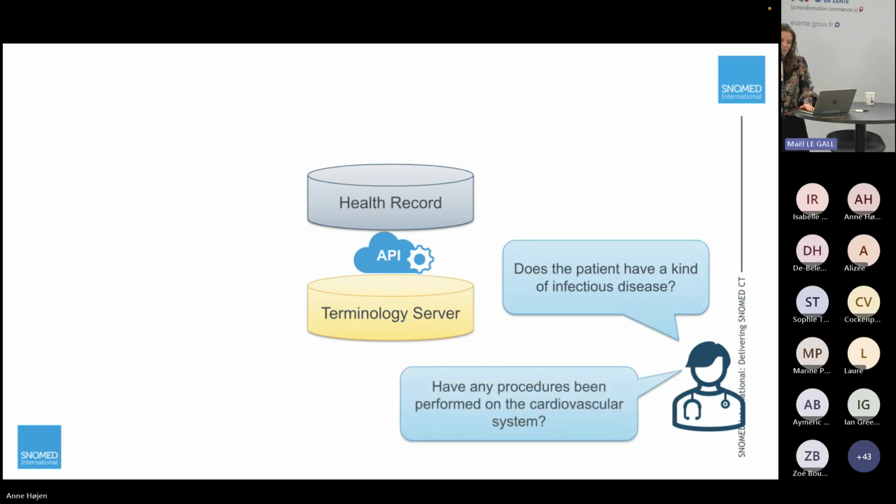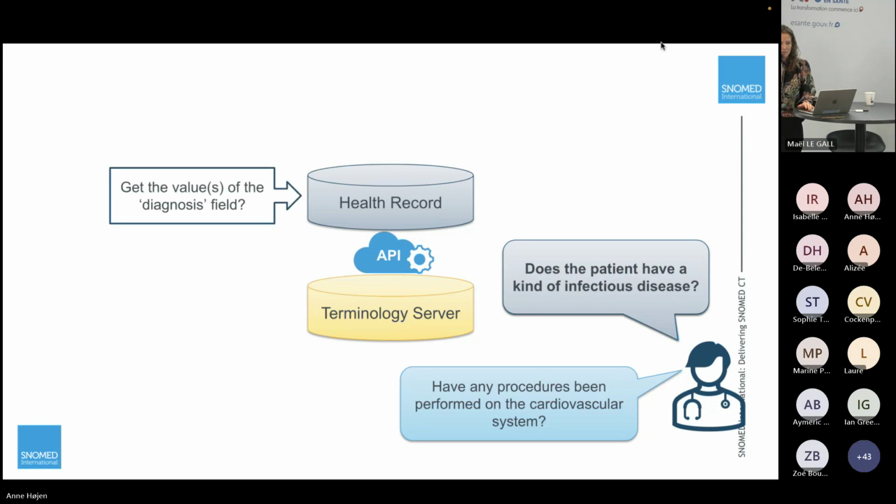Or does this patient have any procedures been performed on the cardiovascular system? If you start to ask that type of question, then it becomes more tricky. And then you need a terminology. Because yes, you need to know where in the health record to look. So it's still the diagnosis field. If it's a kind of infectious disease, if it's procedure, it wouldn't be the diagnosis field. I would look in the procedure field.